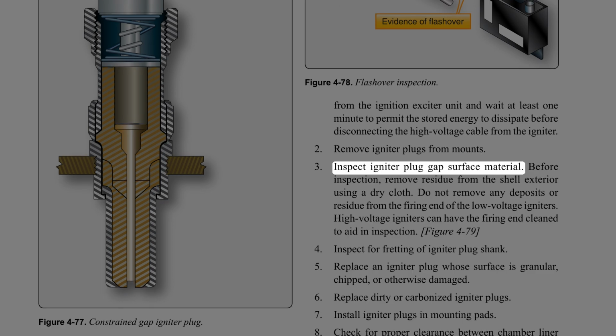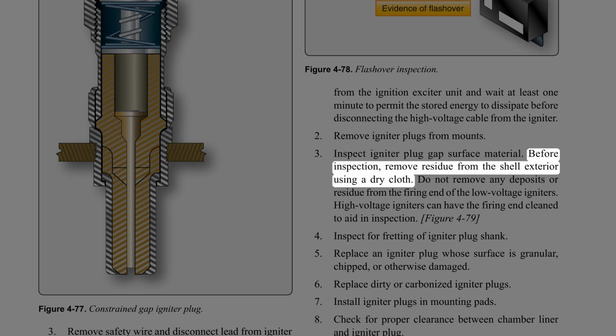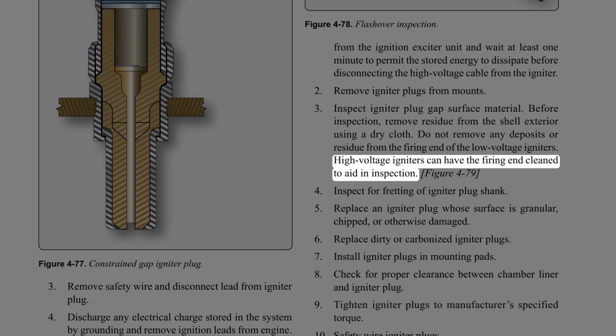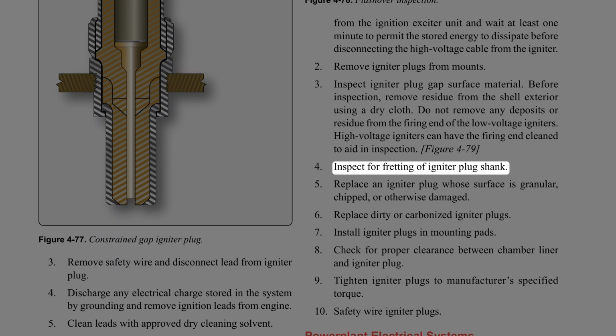Inspect igniter plug gap surface material. Before inspection, remove residue from the shell exterior using a dry cloth. Do not remove any deposits or residue from the firing end of the low voltage igniters. High voltage igniters can have the firing end cleaned to aid in inspection. Inspect for fretting of igniter plug shank.